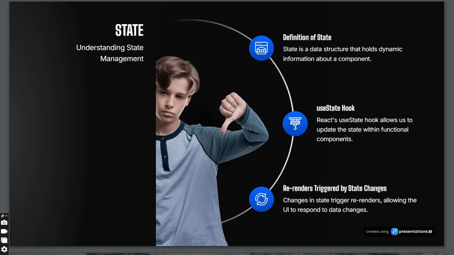Next, move on to the state. State in React is a data structure that allows components to manage dynamic information. State is used for properties that can change over time, such as user input or response data from an API. The useState hook enables us to create a state variable in a functional component. React automatically re-renders the component when the state changes, ensuring the UI reflects the latest data.